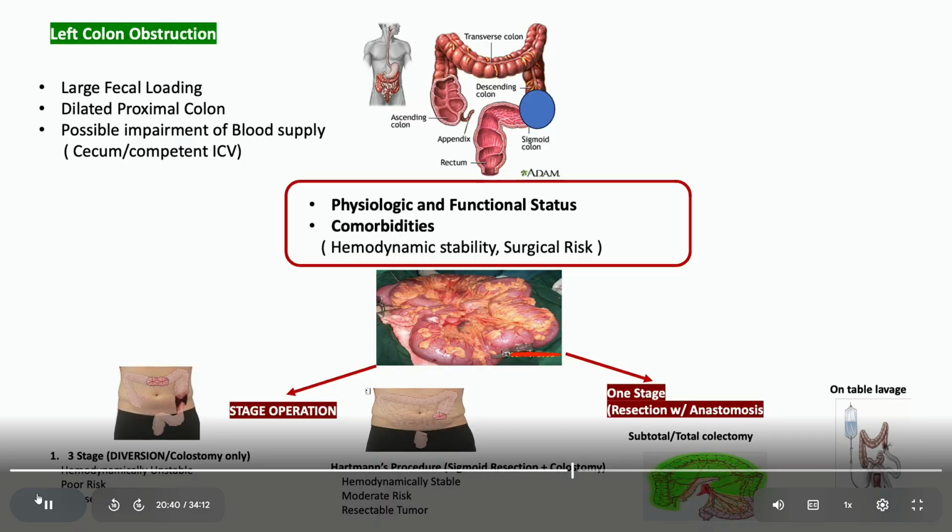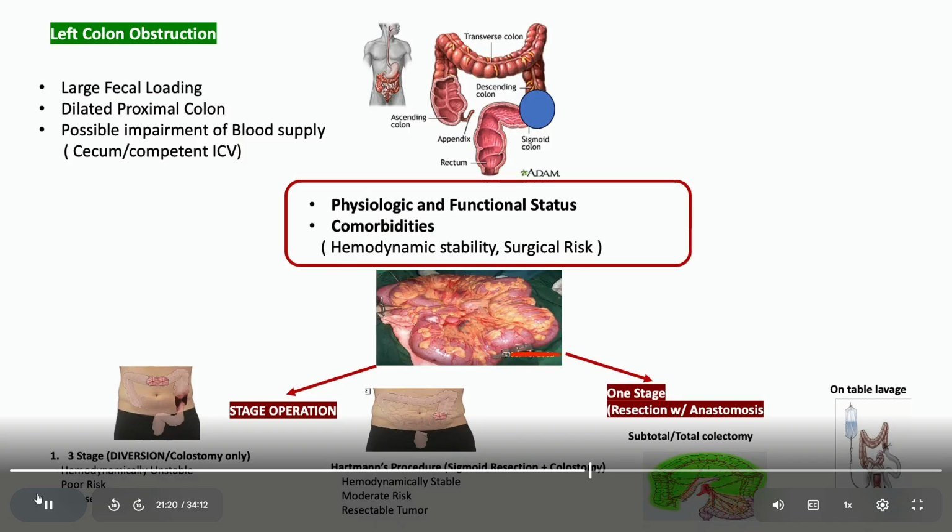This allows a fast surgery to relieve the obstruction, and the patient will undergo a second stage surgery to resect the tumor once sepsis is resolved and the patient is optimized. For moderate risk patients, especially those with significant comorbidities but hemodynamically stable, resection of the tumor with colostomy is the better option. A second operation is done several months to years after for reconstruction of intestinal continuity.